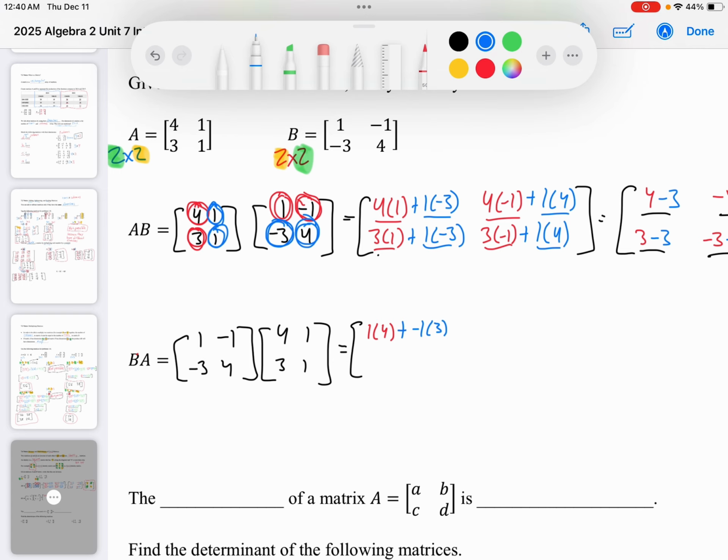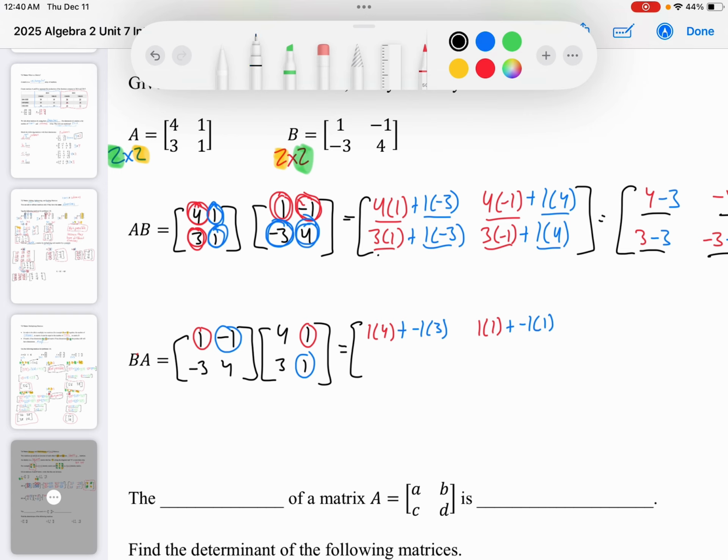Okay, for the next one over, I will now be doing this first row times the second column from A. So we will start with the 1 times 1 here. Looks like I didn't quite finish out that parenthesis. So we have 1 times 1 here. And then I will do the negative 1 from B times this 1 from A. So plus negative 1 times 1.